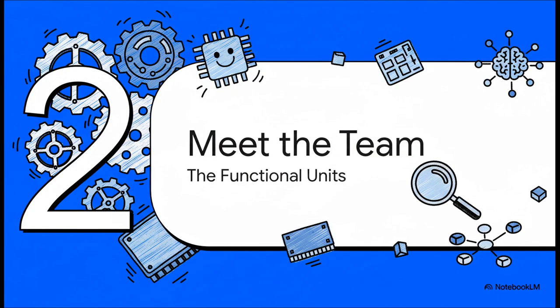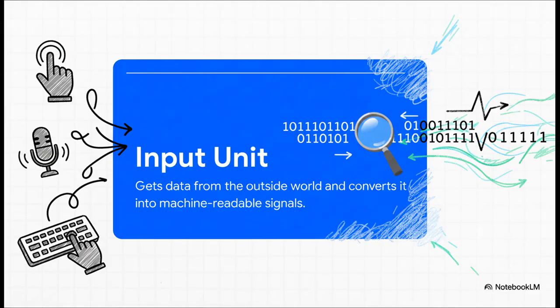Okay, so to make this whole input, process, output thing happen, a computer isn't just one single blob of electronics. It's way better to think of it like a team of specialists where every single part has a very specific job to do. So let's meet the crew. First up, we've got the input unit. This is the team's receiver. Its whole purpose in life is to listen to us, the humans. When you click a mouse, tap your screen, or even talk to your device, that's the input unit's cue. It takes what we do and translates it into a language the computer can actually understand.